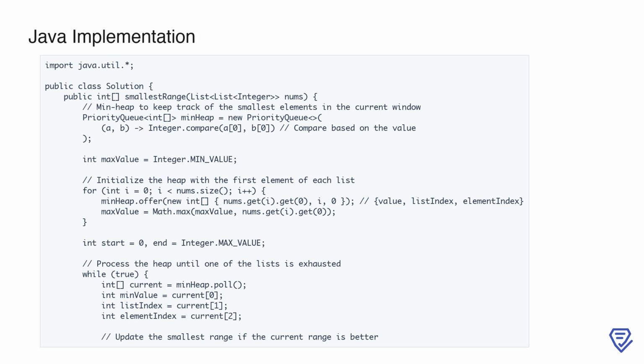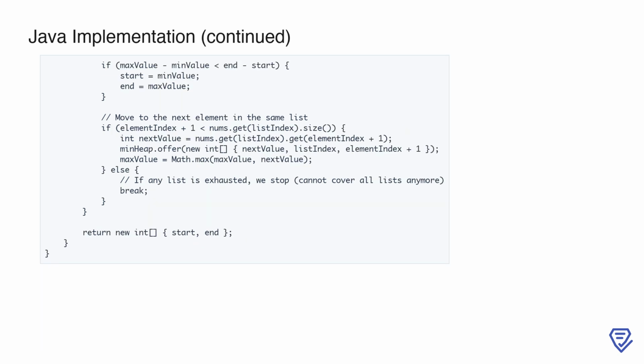The main loop begins, where we continue processing the heap until one of the lists is fully traversed. Inside the loop, we extract the smallest element from the heap, which gives us the current minimum value, and record the associated list and element indices. Now, we check whether the range formed by the current max value and min value is smaller than the previously recorded range. If it is, we update start and end to reflect this new range.